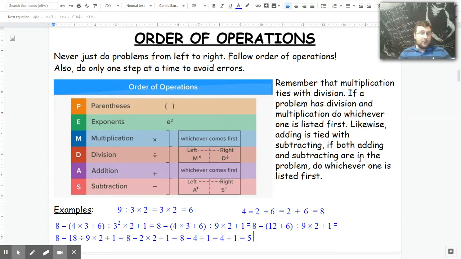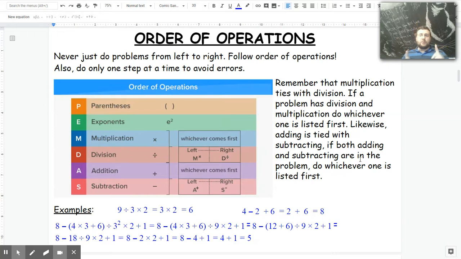Yes, parentheses is always first, whatever's inside of it. If you have any operation there, you got to handle it. Now, if all you have is a number, then there's nothing to do, even if there's a negative sign in there. But if there's an operation inside of parentheses, you got to handle those operations first. Now, within the parentheses, you follow the rest of the order, which is exponents.